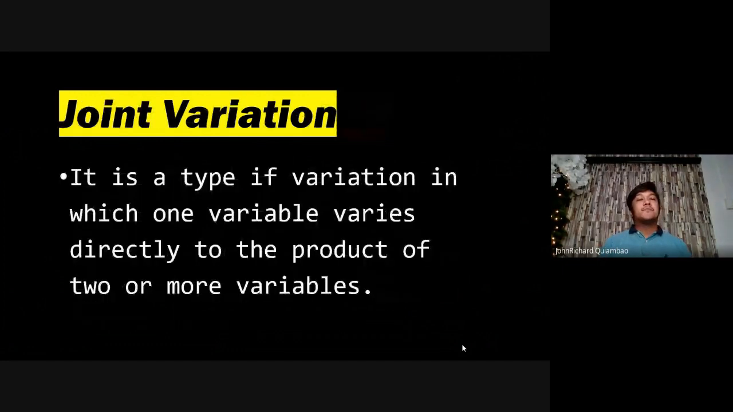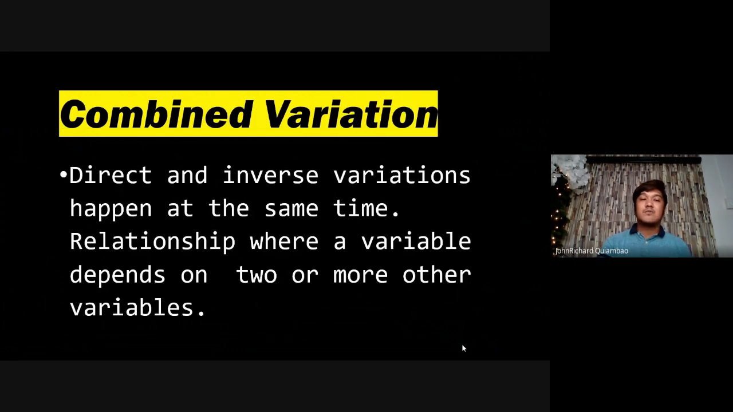The other type of variation is the joint variation. It is a type of variation in which one variable varies directly to the product of two or more variables. The last one is a combined variation. It is a combination of direct and inverse variations happening at the same time, a relationship where a variable depends on two or more other variables.